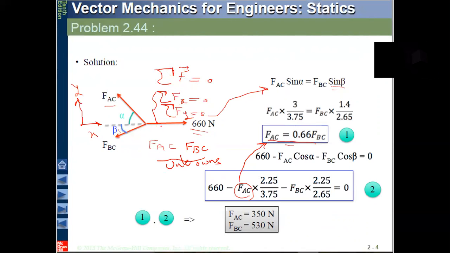So let's start with the y direction. We know from our last session that the component of FAC in the y direction is equal to FAC sine of alpha, and for FBC it is FBC sine of beta. So this is actually the equation sigma F_y is equal to 0. These are the only two forces that we have in the y direction.